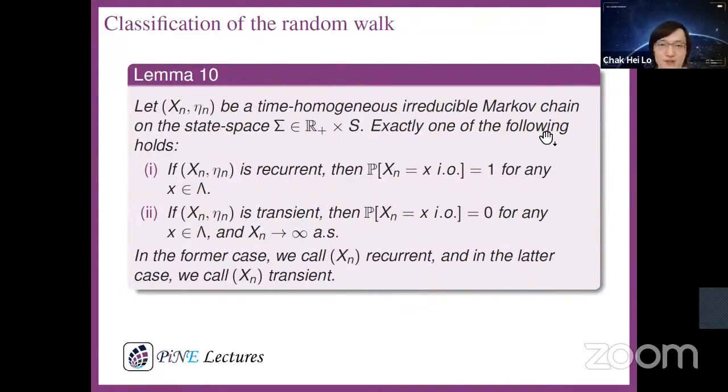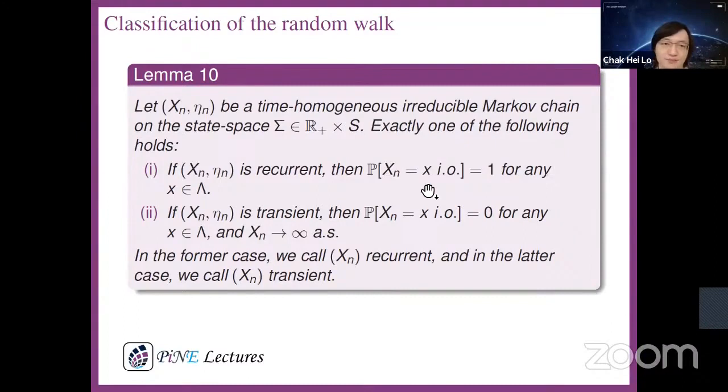So we have a lemma here. So let (X_n, eta_n) be a time homogeneous irreducible Markov chain on this state space. So exactly one of the following holds. So we still have the dichotomy here. So if (X_n, eta_n) is recurrent, then what it means is that the probability of X_n equals x infinitely often is one. Okay, so you see this condition is only on X_n. Okay, it is not on the second coordinate eta_n.